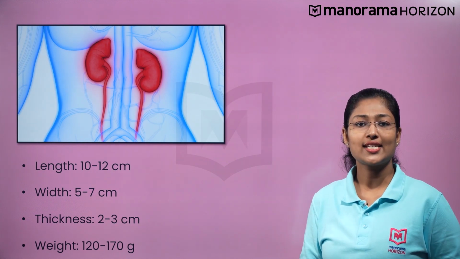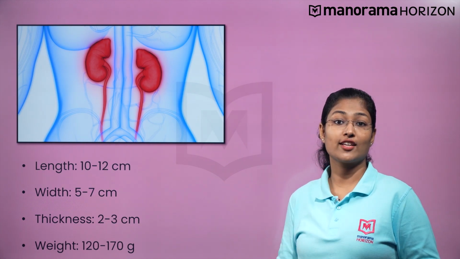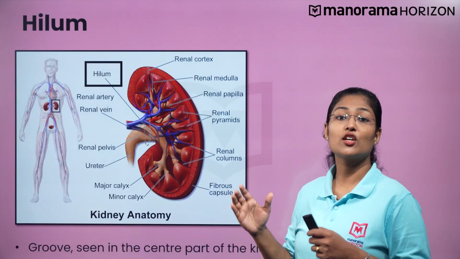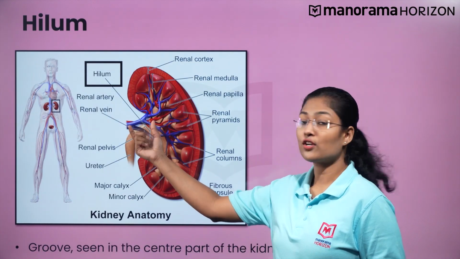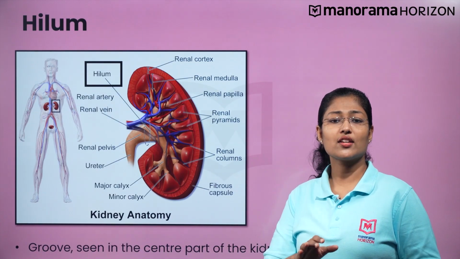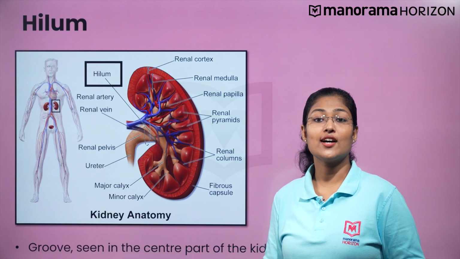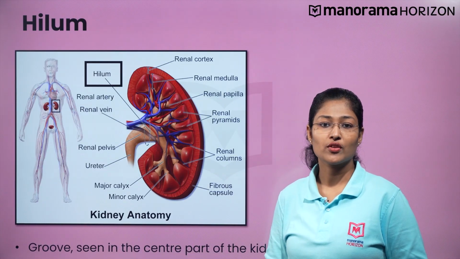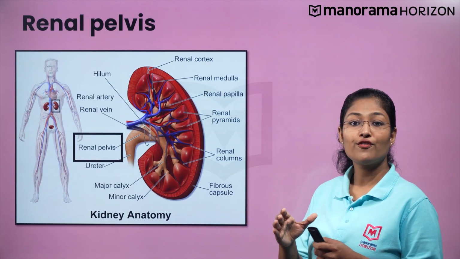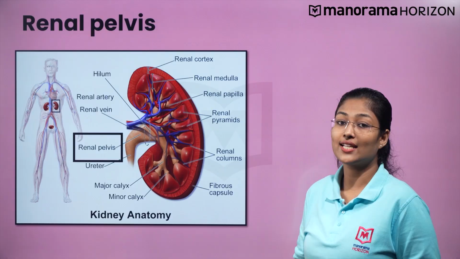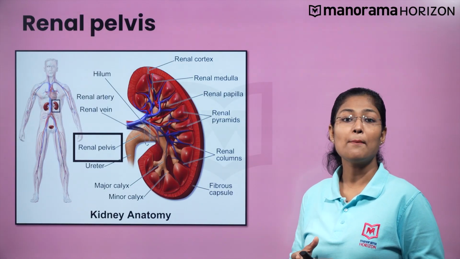Now, it is time to check the various parts of the kidney. The hilum is a groove seen in the central part of the kidney. It is a region through which the ureter, blood vessels and the nerves enter the kidney. So you can see a broad funnel-shaped space inside the hilum called the renal pelvis.